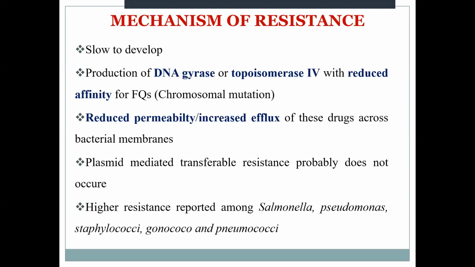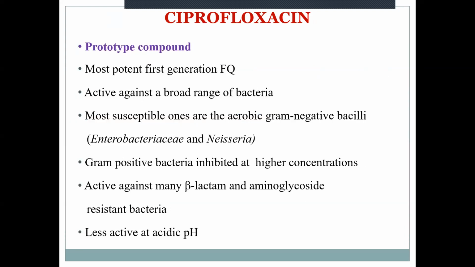So remember the sensitivity. Resistance, I have told you: resistant bacteria start producing DNA gyrase or topoisomerase 4 with reduced affinity, that is the first reason. And second, certain bacteria develop a mechanism because of which the fluoroquinolone administered is not able to reach the target site of DNA gyrase or topoisomerase 4, because bacteria develop reduced permeability or increased efflux of these drugs. Coming to this topic, we have covered this. I have just revised it because it is necessary.